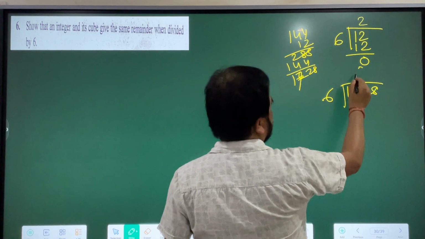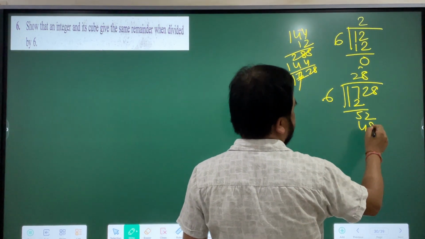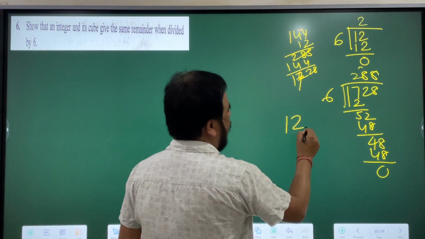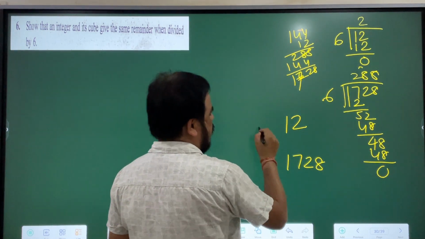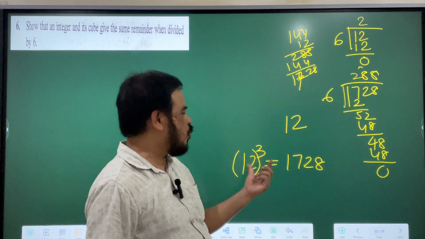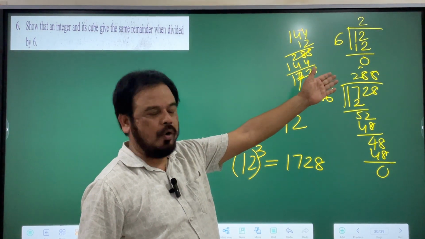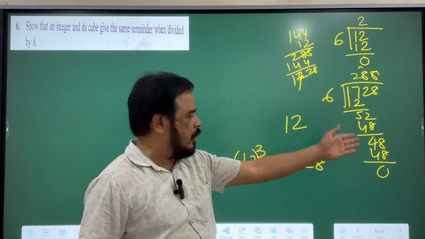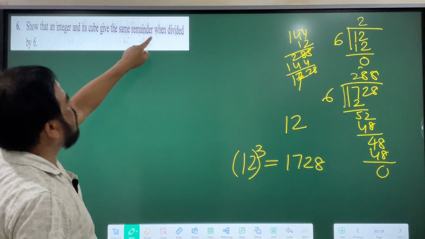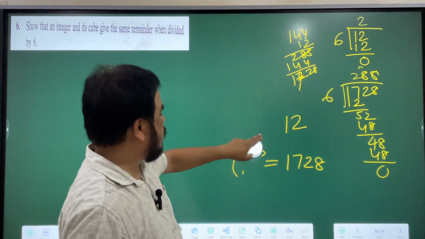If we divide 1728 by 6, 6 twos are 12, 6 eights are 48, remainder 0. The number is 12 and its cube is 1728. If you divide 12 by 6, you get remainder 0. If you divide 1728 by 6, you also get remainder 0. That is what the question says: an integer and its cube give the same remainder when divided by 6. We have got the same remainder, that is 0. So this is the example I have shown you.